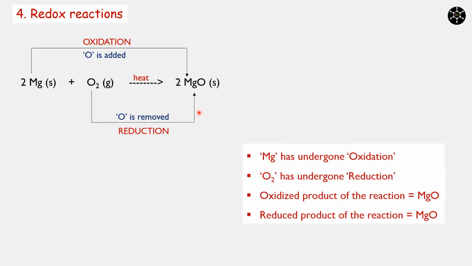In this reaction, magnesium has undergone oxidation, oxygen has undergone reduction, the oxidized product of the reaction is magnesium oxide, and the reduced product of the reaction is also magnesium oxide.